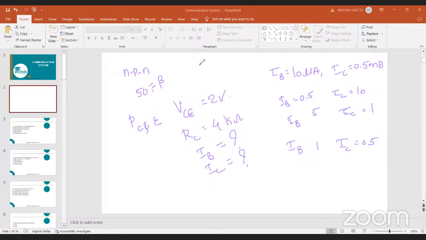Yes. In an NPN transistor, the beta gain value is 50, or they have given the current gain value as 50. Then we have the VCE value and RC value. What is the value of IB? They are asking the base current and the collector current value.